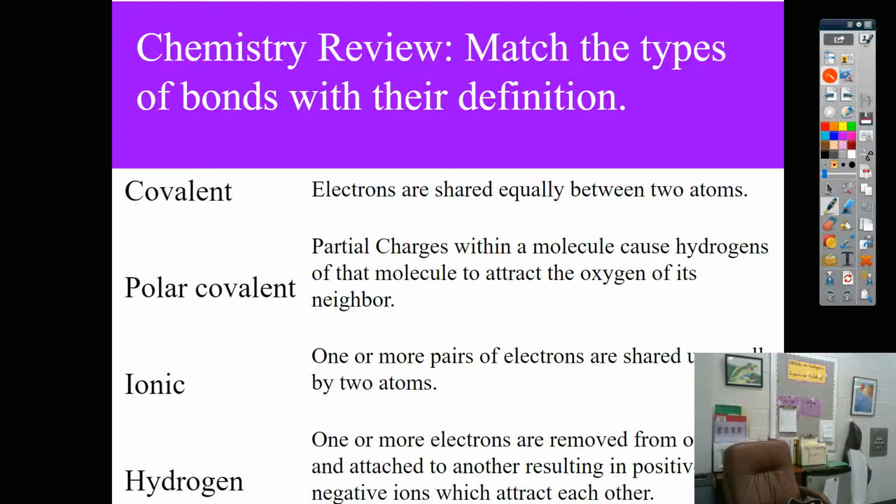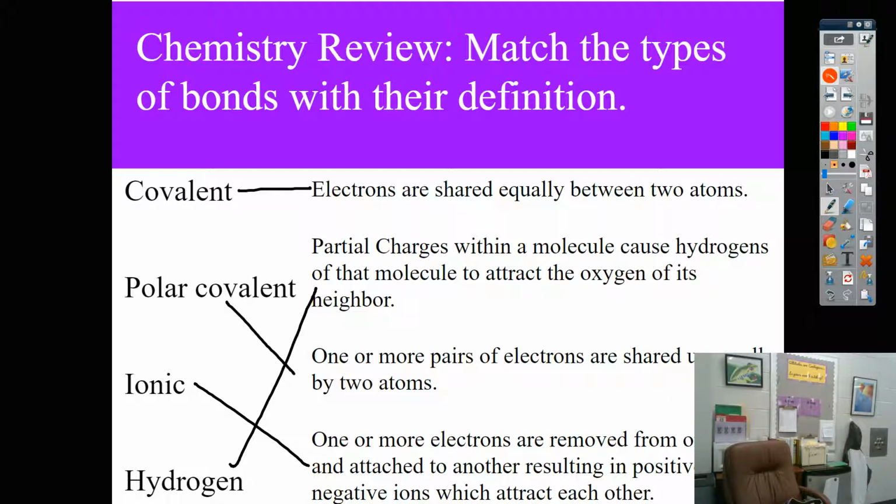All right, so covalent, where did we draw a line to? Straight across. And polar covalent. Third one? Here? Okay. What about ionic? The last one? And hydrogen? Second one. Which one of these do you think is going to be the strongest one?